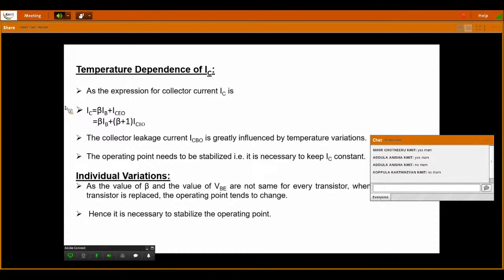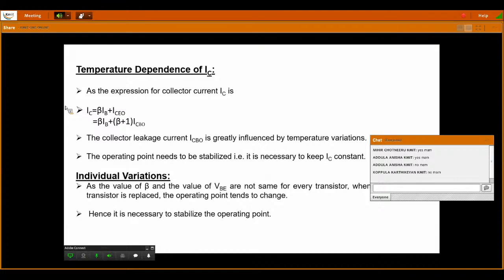It is from 20 to 500 for the beta value, the minimum to maximum range is 20 to 500, and for VBE we have mentioned not exactly the value of 0.6, not exactly the value of 0.7. It might be in the range of 0.6 to 0.7. So due to these variations also the operating point may change.